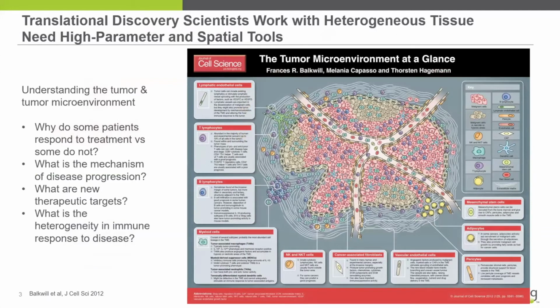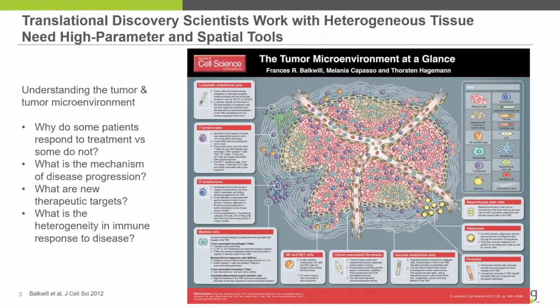If we consider the tumor ecosystem, we know that it's comprised of an amalgam of different cell types. That includes your different immune cell subtypes, cancer-associated fibroblasts, stem cells, etc. Translational discovery and clinical oncologists are asking certain questions about this ecosystem: how these cells are communicating, how they're interacting, and how that contributes to the progression of disease. So understanding the tumor and the tumor microenvironment in this space is very important.